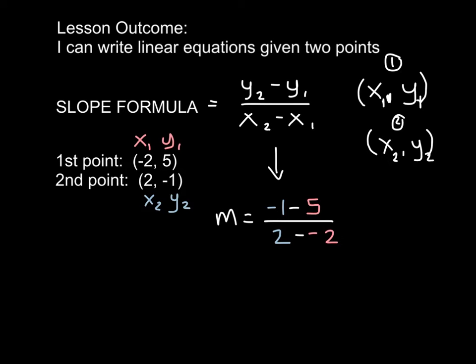So now we have to simplify this. We're like, okay, negative 1 minus 5, well, that's negative 6. And 2 minus negative 2, remember that 2 minus a negative will become plus, because if you're subtracting a negative value, you're really adding. So 2 plus 2, and 2 plus 2 is 4. Negative 6 over 4 is our slope. We can simplify that by dividing the top and the bottom by 2. So negative 3 over 2 would probably be our best answer for the slope.